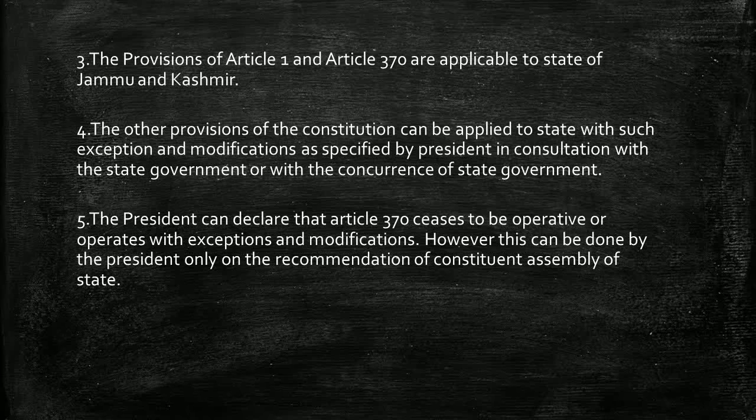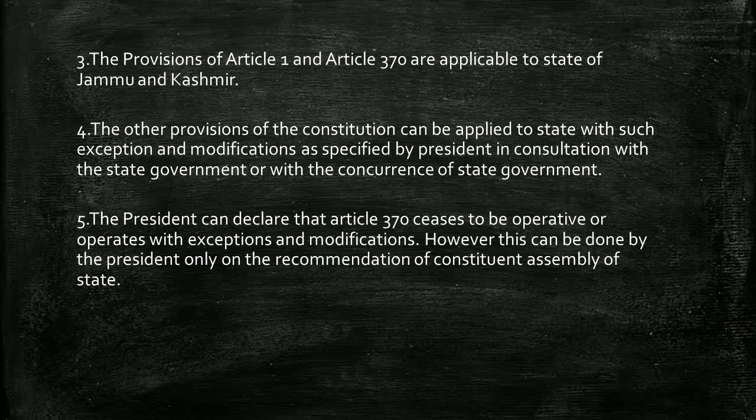Now coming to the fourth provision. The other provisions of the Constitution can be applied to the state with such exceptions and modifications as specified by the President in consultation with the state government or with the concurrence of the state government. Suppose Parliament passes any law which is applied to all the states, but to apply that law in Jammu and Kashmir, the consent of the state government of Jammu and Kashmir is necessary. If they say no, the law cannot be applied to the state of Jammu and Kashmir.